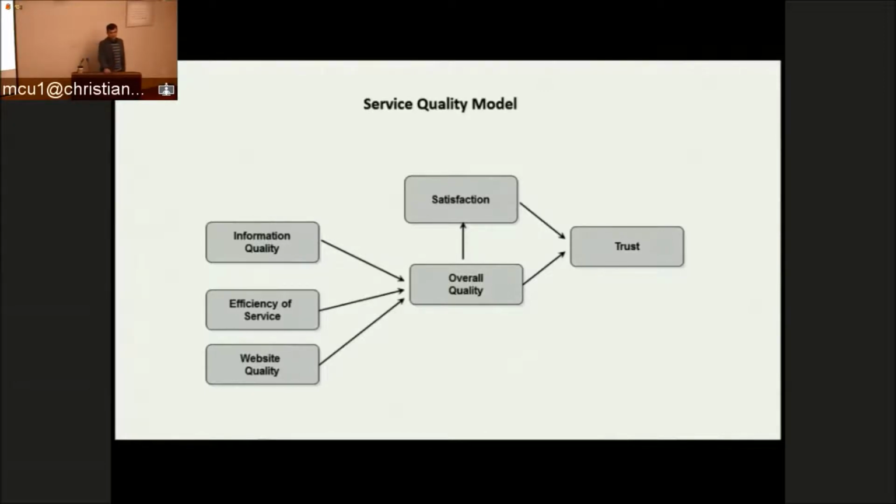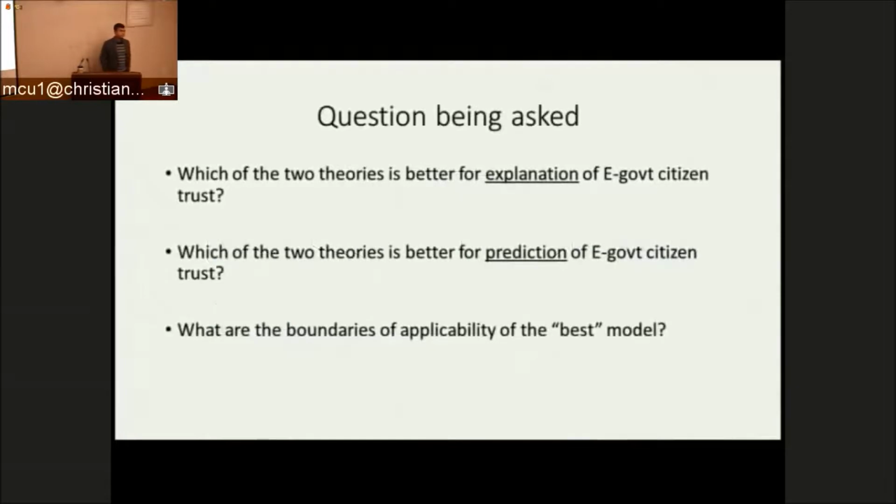The question that I'm going to ask here in this study, which of these two theories is better for explanation, and which of these two theories is better for prediction? And once I've established that, I want to know what are the boundaries of applicability of the best model. In other words, where can the best model be applied and where can it not?